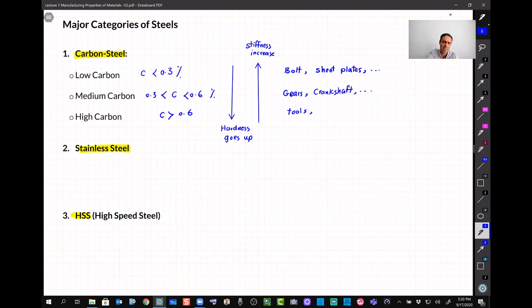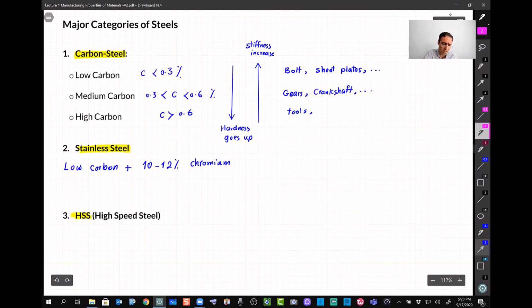What is a stainless steel? Stainless steel, in simple words, we can say it's a low carbon, like the first one, plus adding 10 to 12% chromium. So this is what we call stainless steel. What does this chromium, in fact, do for us?